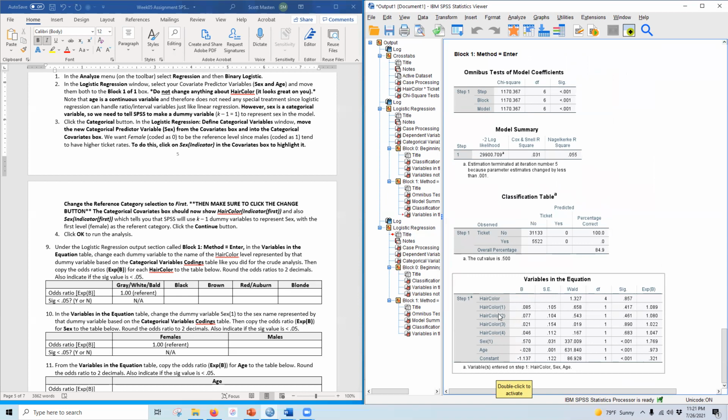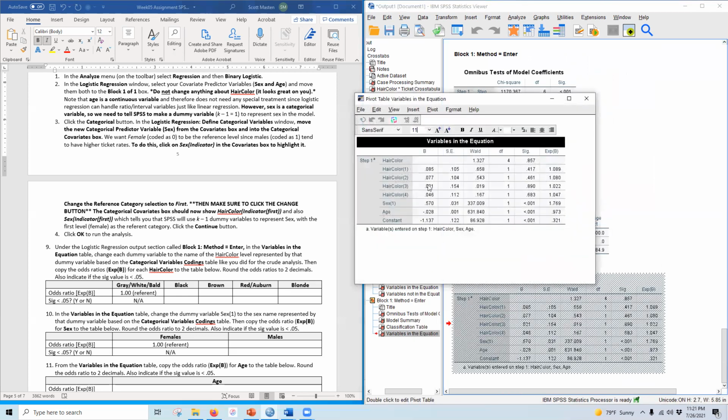We want to change hair color 1, 2, 3, and 4 to actual hair color, so it makes more sense. So again, this first one was black hair, right? Black hair compared to gray, white, bald. This next one is brown hair. This next one is red/auburn.